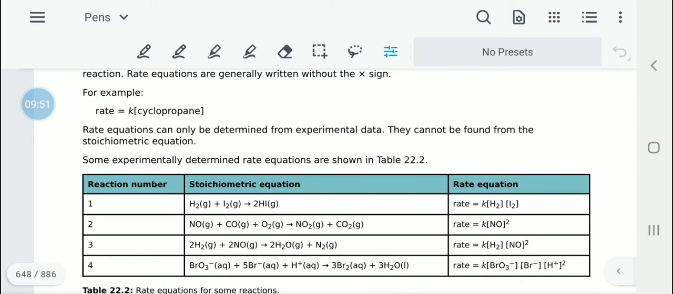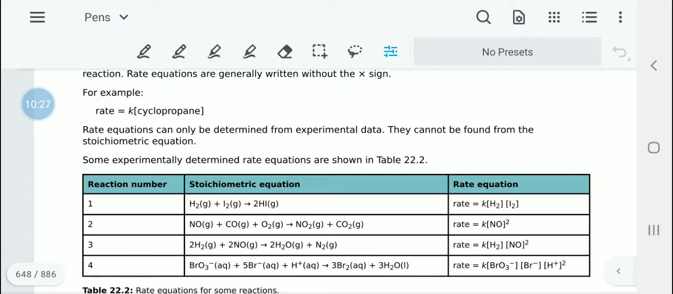And also you need to understand these rate equations can only be found using experimental data. They cannot be found from stoichiometric equations. Now, if you take the first reaction, hydrogen joining with iodine to produce 2HI, the rate equation is rate equals k[H2][I2].